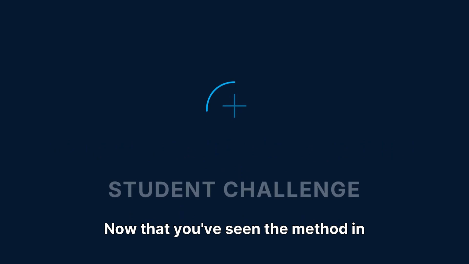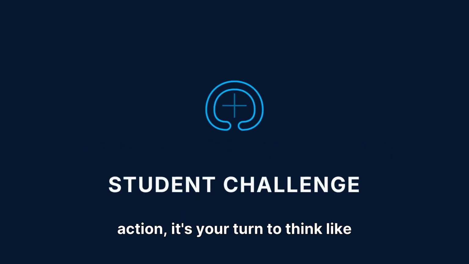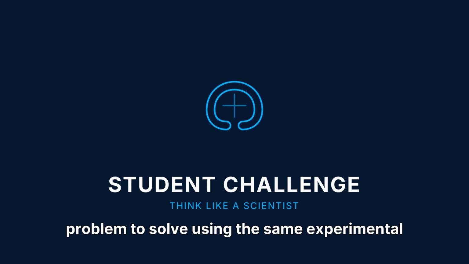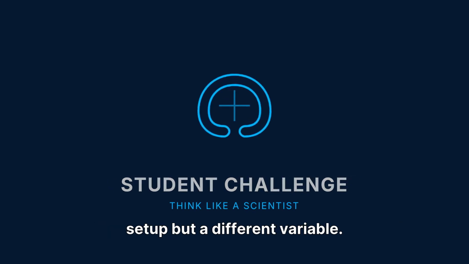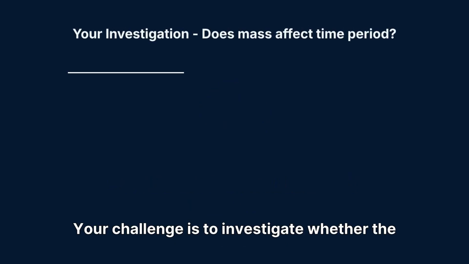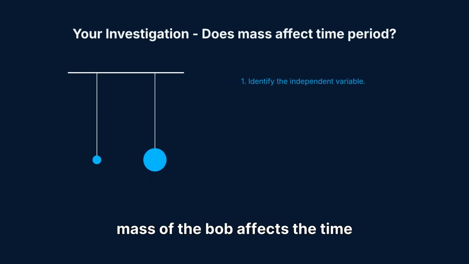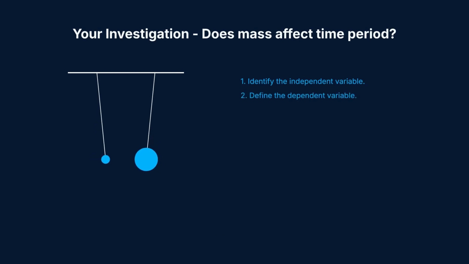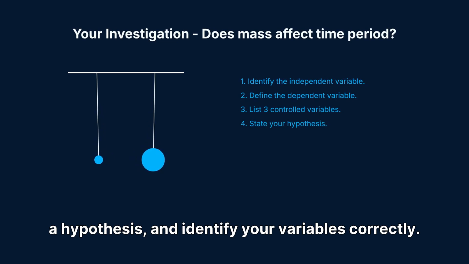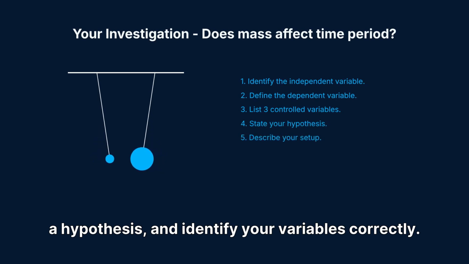through careful investigation. Now that you've seen the method in action, it's your turn to think like a scientist. I'm going to give you a new problem to solve using the same experimental setup but a different variable. Are you ready? Your challenge is to investigate whether the mass of the bob affects the time period. You'll need to state your question, form a hypothesis, and identify your variables correctly.